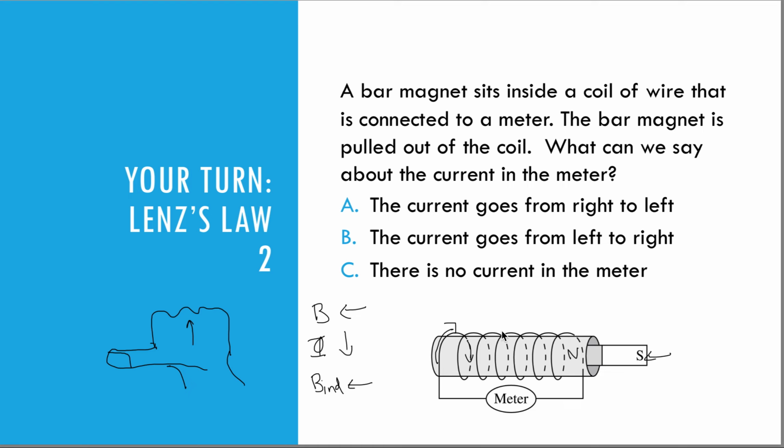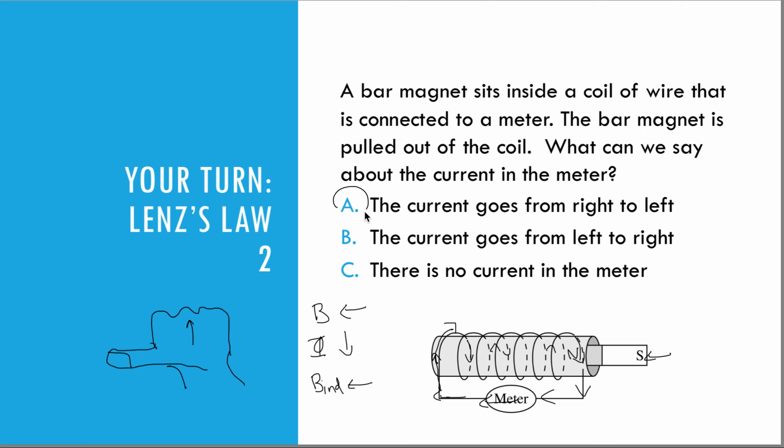So if the current is curling this way, if you follow the wire here, we're going up in the front, down in the back, keep curling. We're going down here. That means we have to go left here, left here, left here, so that we can curl up here. So that means that the current is going from right to left in this meter.